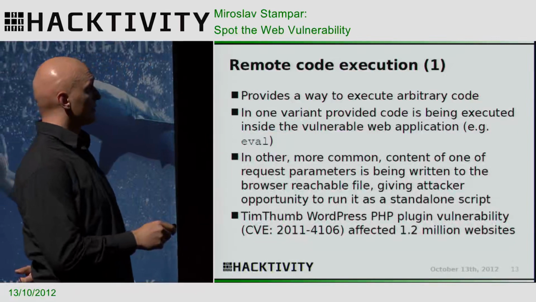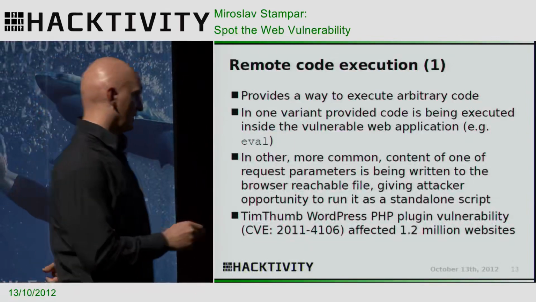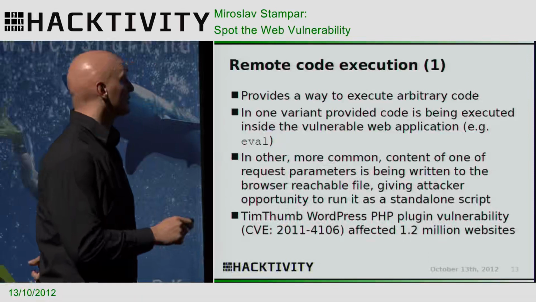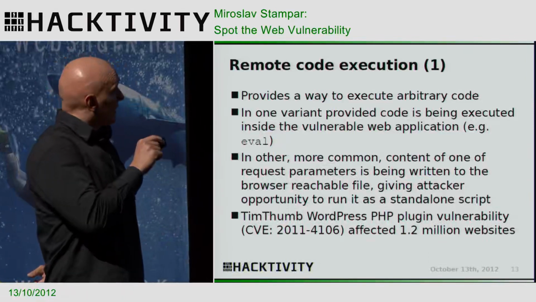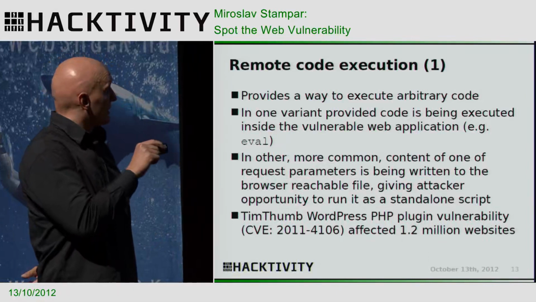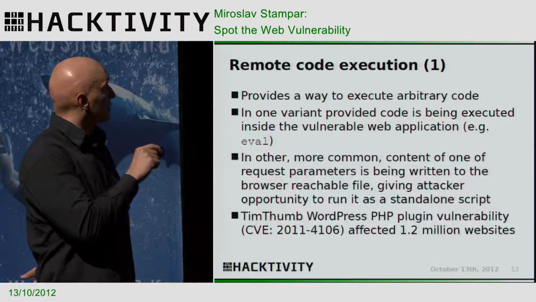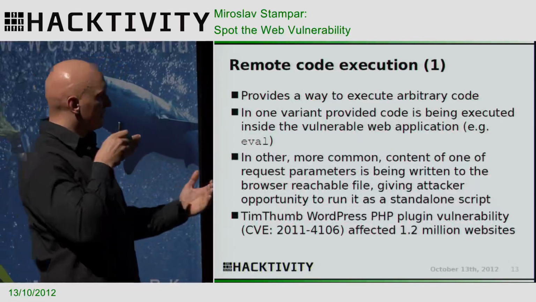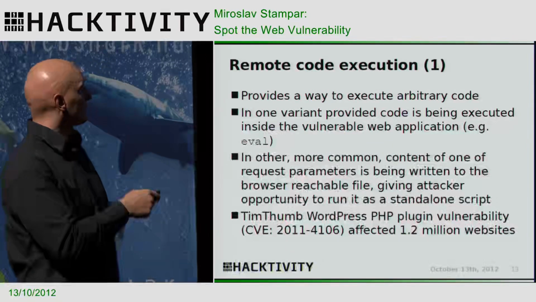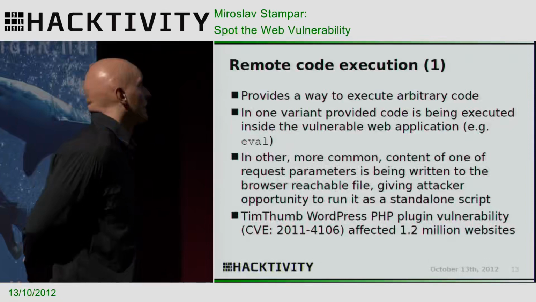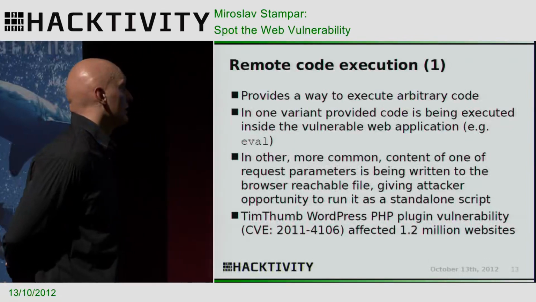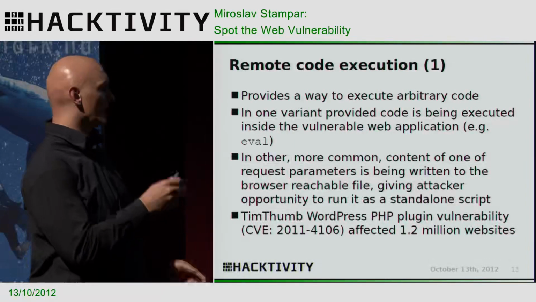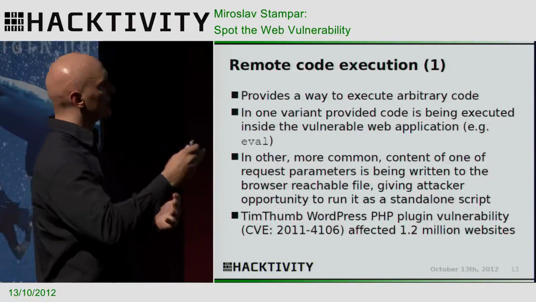Remote code execution provides a way to execute arbitrary code. The difference between this one and file inclusion is that in this case you are either trying to include live code. This is rare. So if the vulnerable code uses eval to evaluate code, you will try to inject the live PHP code inside, or in the other variant, you will manage to use the vulnerability itself to write something to the back end and to execute that same file.